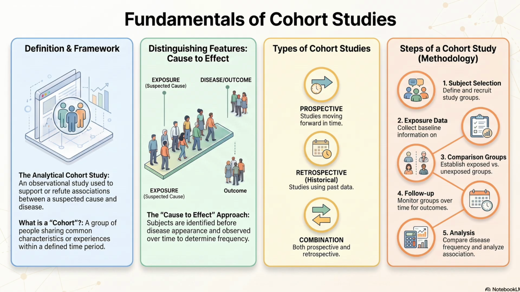A cohort study is an observational analytical study that begins with exposure and follows participants over time to determine whether disease develops. Its defining characteristic is the cause to effect approach, making it particularly useful for establishing temporal relationships between exposure and outcome. We discussed the three major types of cohort studies: prospective, retrospective, and combined cohort studies. We also learned the 5 essential steps involved in conducting a cohort study: selecting participants, measuring exposure, establishing comparison groups, following participants over time, and analyzing disease occurrence.